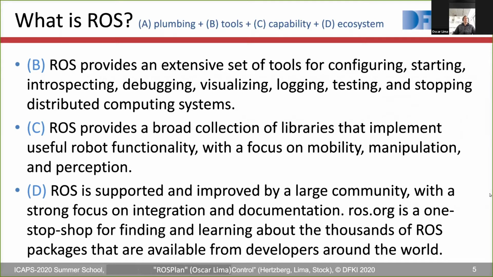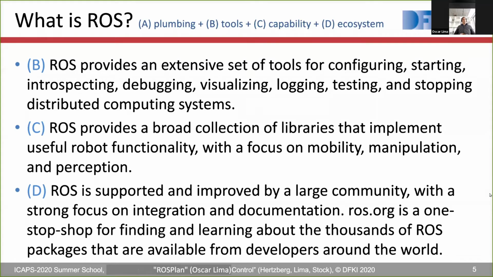And then the C is the capability. There is a broad collection of libraries that implement some high-level robot functionality, for navigation, manipulation, perception, and so on. That's the main focus of the libraries provided, but there are many others. I mean, ROS is open source, so there are contributors all around the world increasing these libraries constantly.